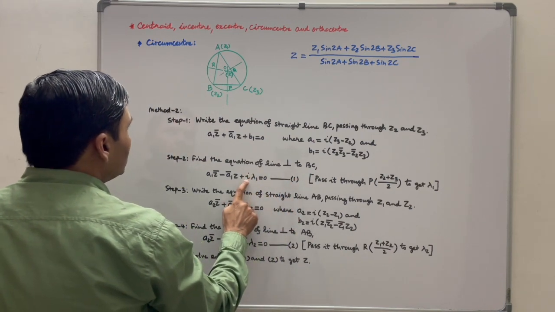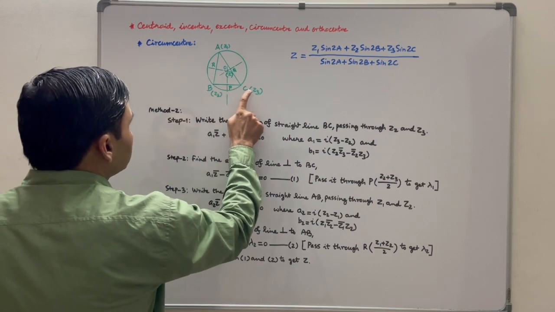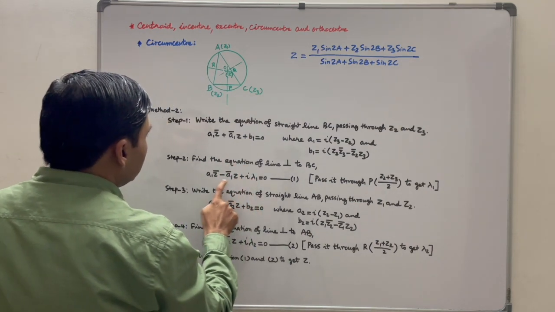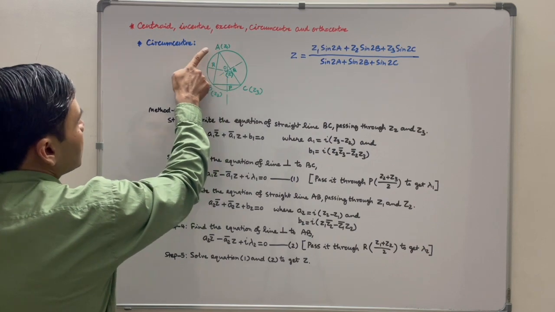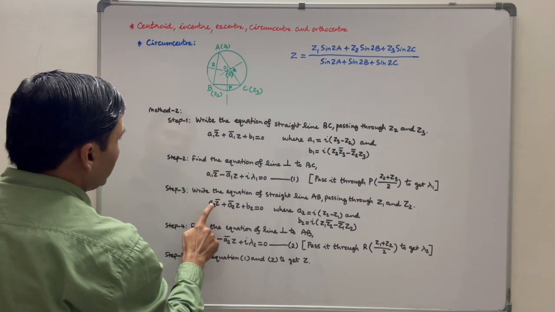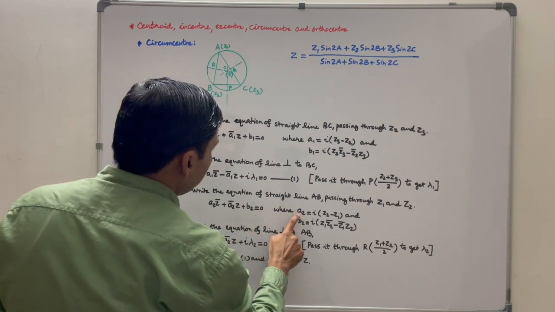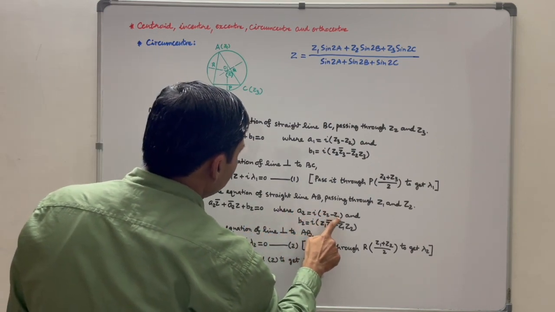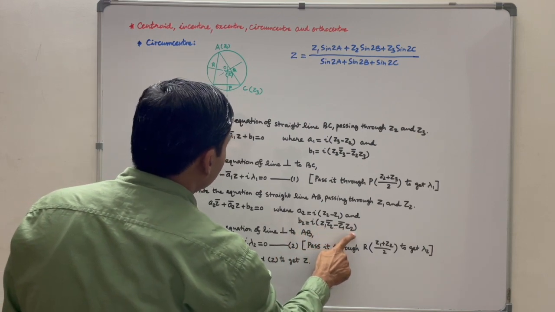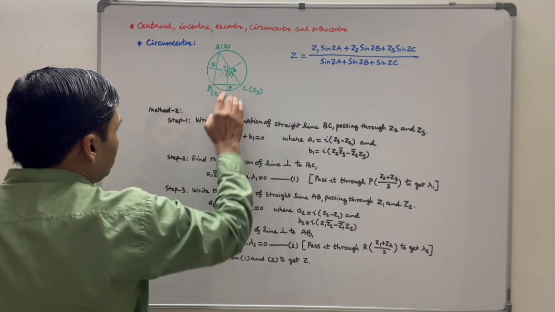We will pass this line through point P, which is the midpoint of BC, and it is given by (z2 plus z3) by 2. So we will get the value of lambda 1. Similarly, we will write the equation of the straight line AB that passes through z1 and z2. Suppose it is given by A2 z bar plus A2 bar z plus B2 is equal to 0, where A2 is equal to i into (z2 minus z1) and B2 is equal to i into (z1 z2 bar minus z1 bar z2). Next, we will find the equation of a straight line that is perpendicular to AB.